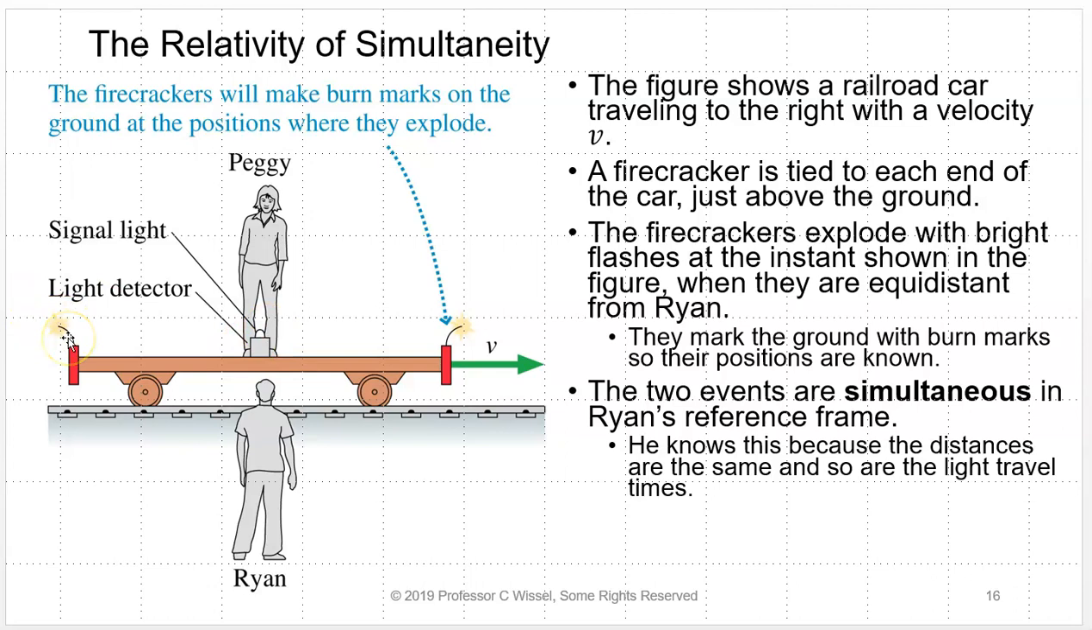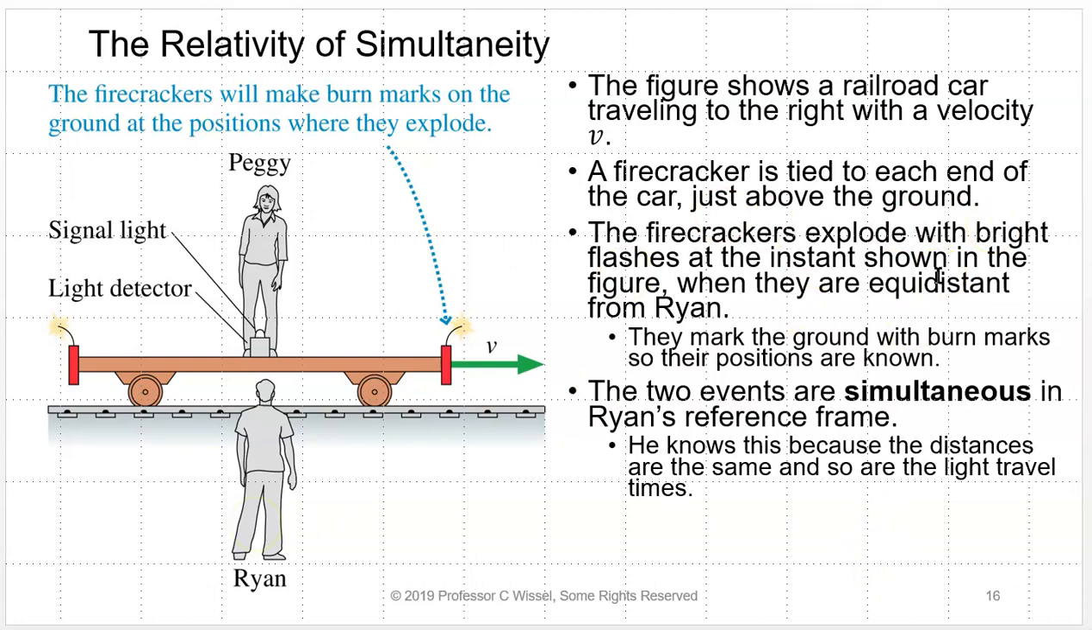The firecrackers, when they explode, do 2 things. They explode with a bright flash, and they also leave a burn mark on the ground. Ryan, at this instant, is equidistant from the ends of the car, so Peggy's passing him at this instant. Okay, so the firecrackers are tied to each end of the car just above the ground.